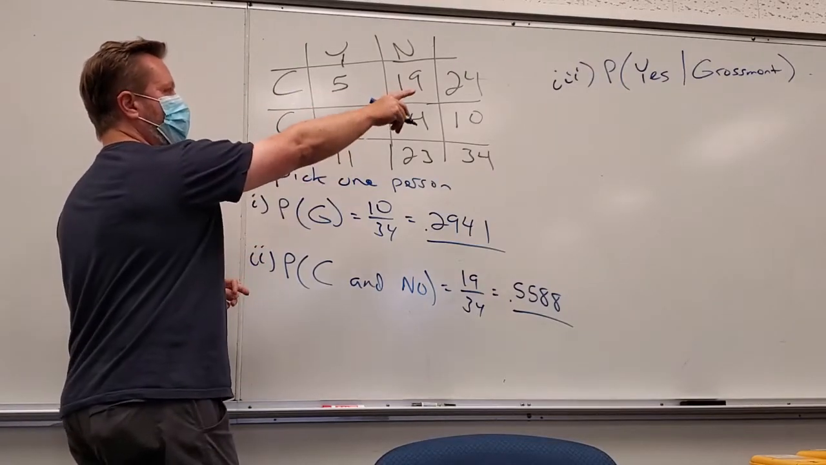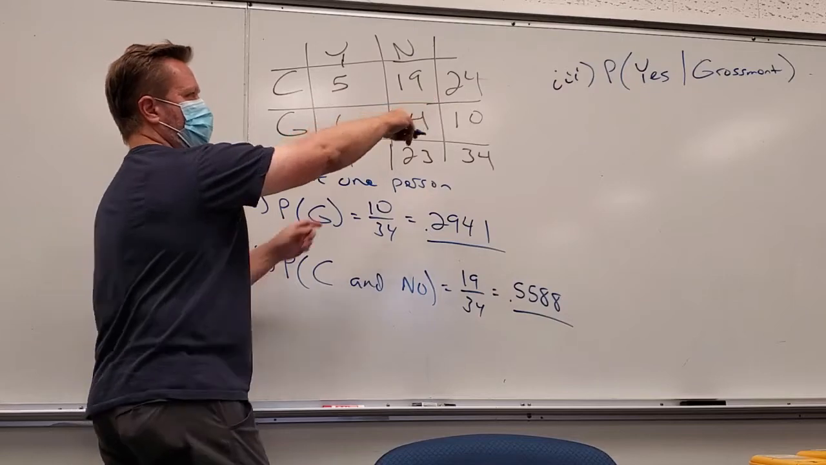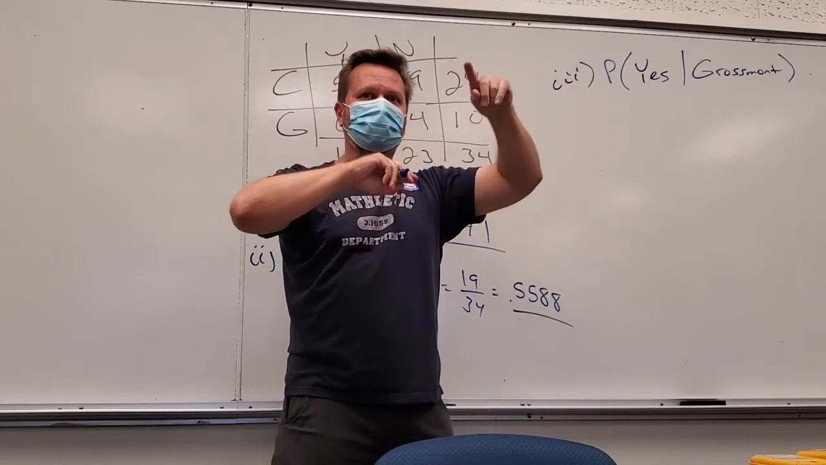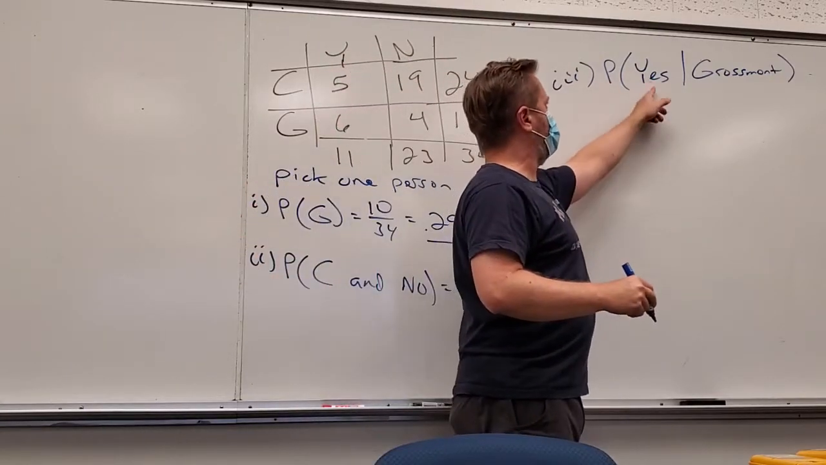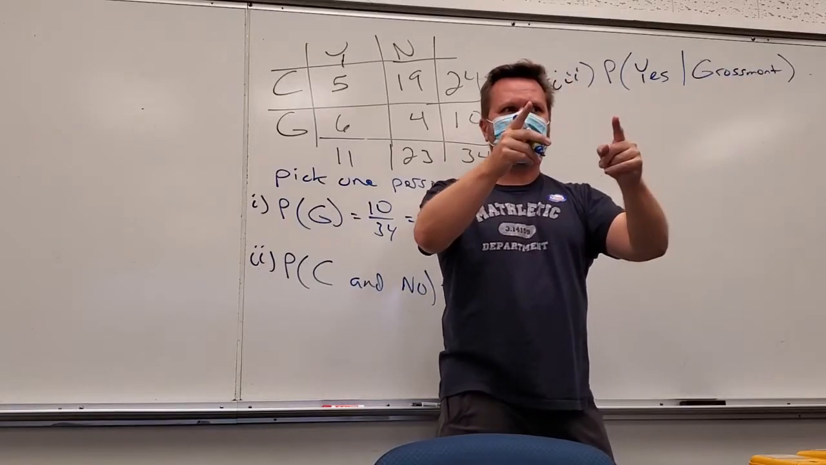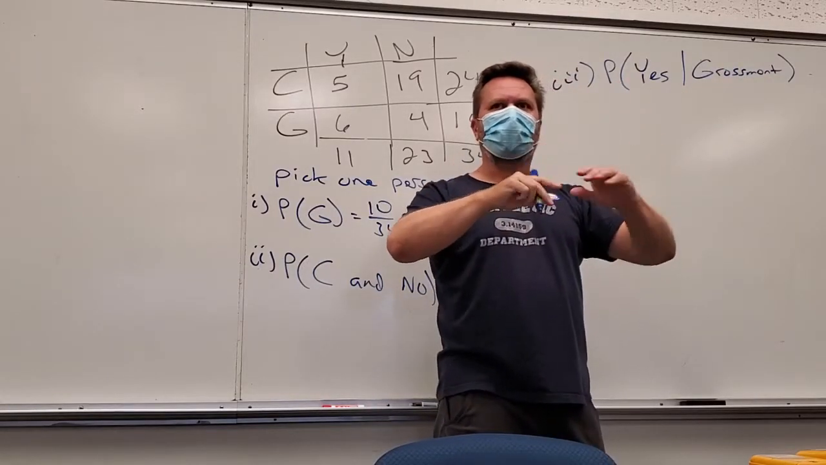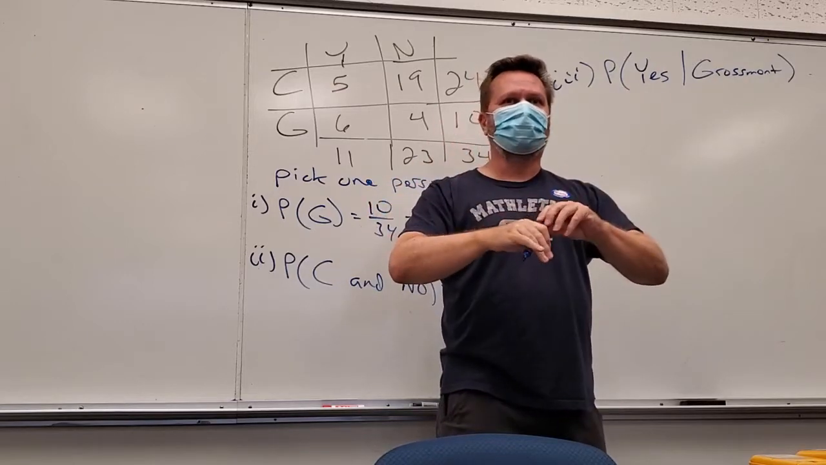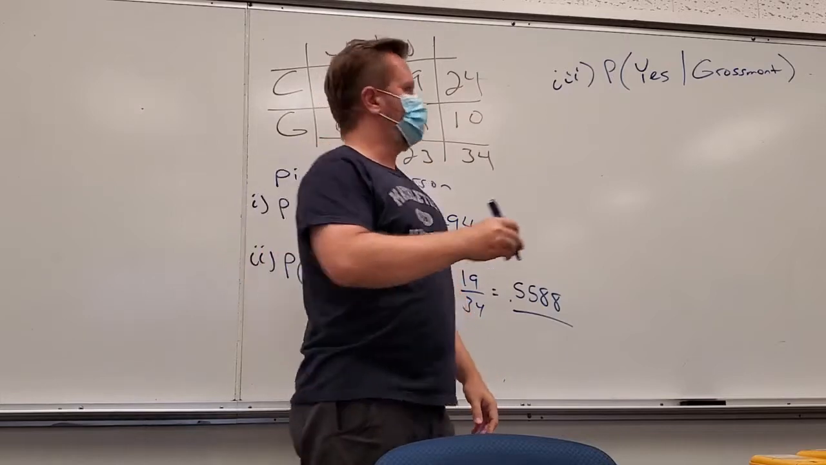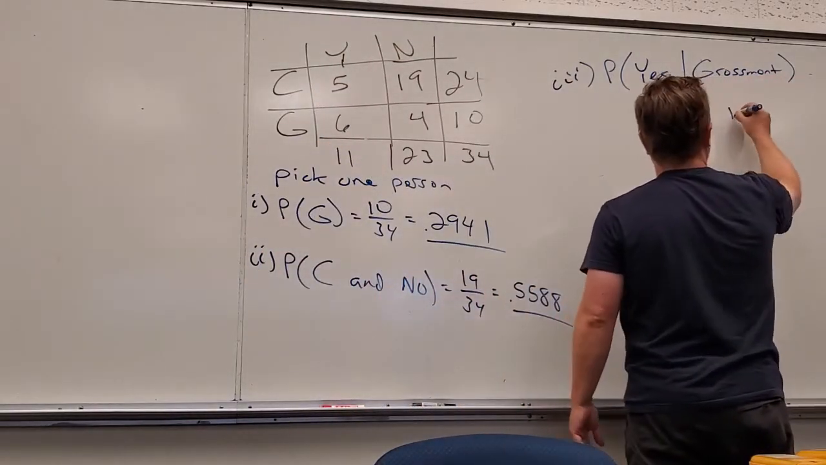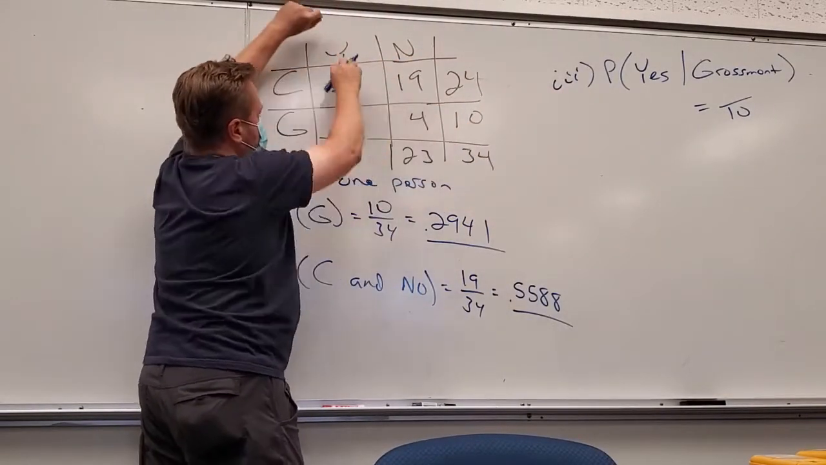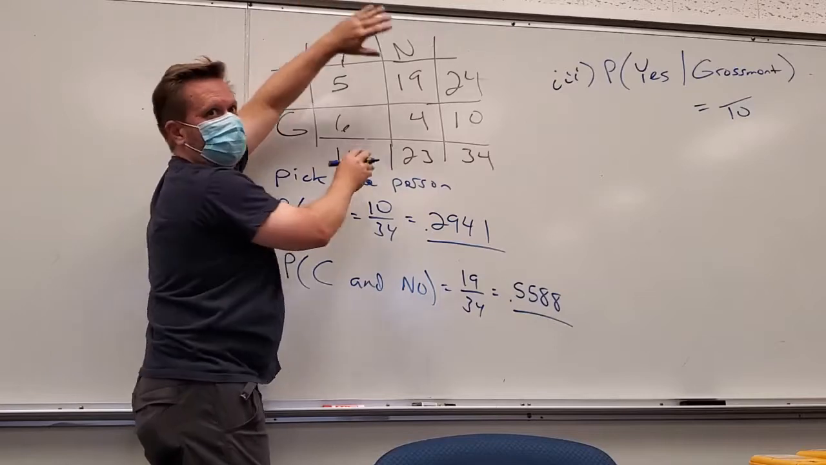So what do you know about the person? In the question, what do you know about the person? They're a Grossmont student. You've got to be careful. Probability of this, so I don't know if they said yes, given they're a Grossmont student. That's why the bottom changes. The bottom is everybody they could be. It's not 34 anymore because now I throw out all the Cuyamaca students. So it can only be out of 10. And out of those 10, how many match what I'm looking for?